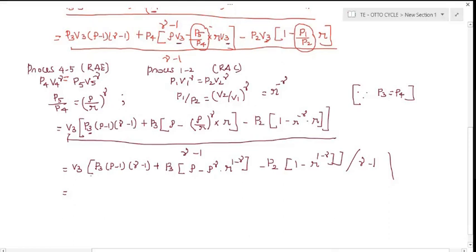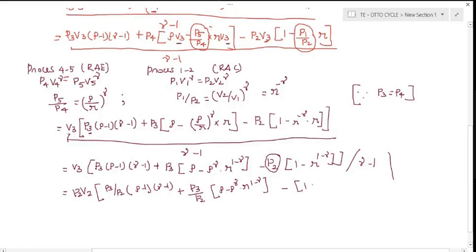From the whole term, taking the term P2 commonly outside. P2 V3 is nothing but V2, since it is a constant volume process. Here there is no P2, so P3 divided by P2 into (rho minus 1) into (gamma minus 1), plus again P3 divided by P2 into (rho minus rho power gamma into R power 1 minus gamma), minus (1 minus R power 1 minus gamma), whole divided by gamma minus 1.